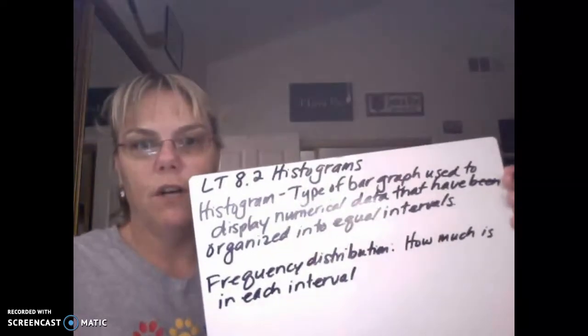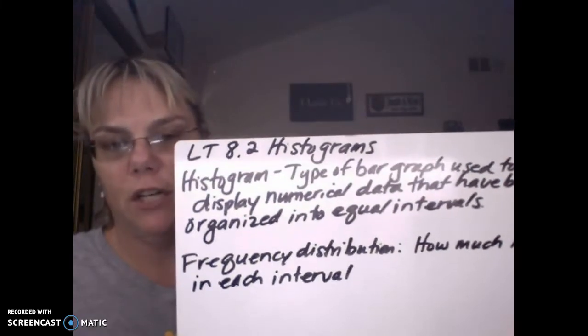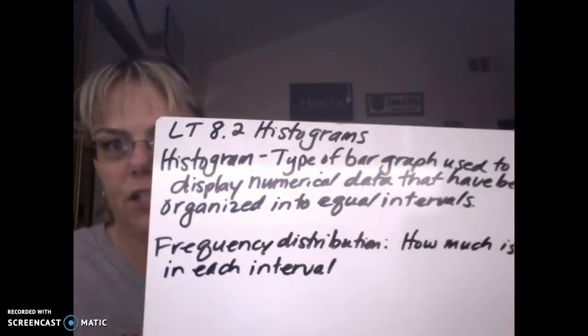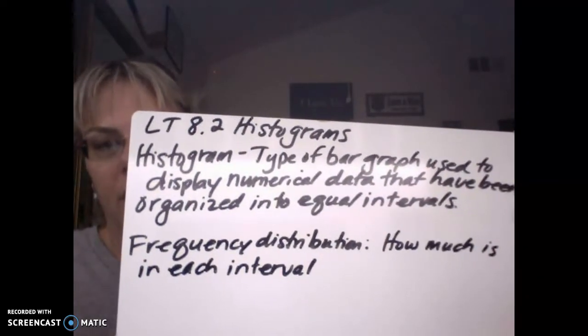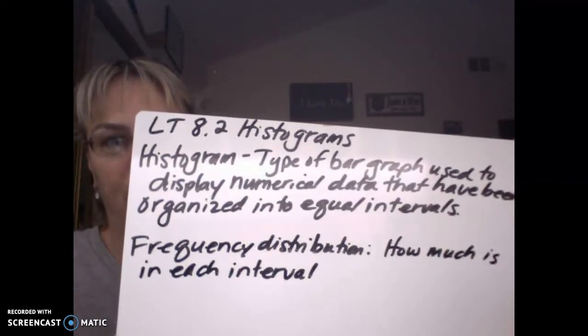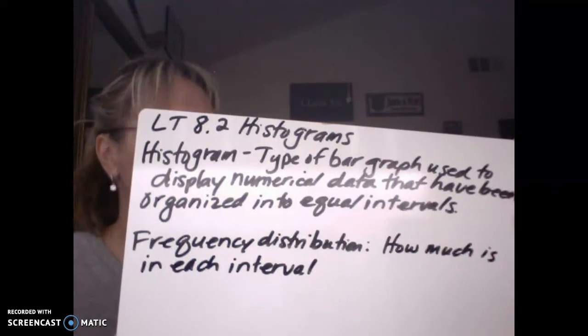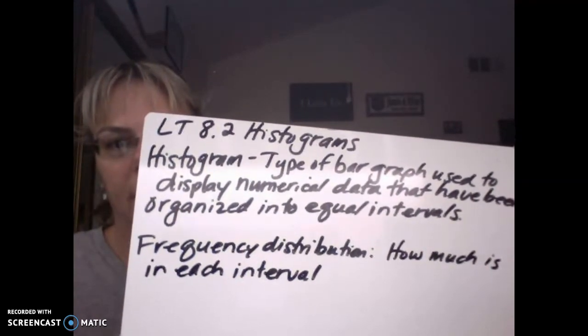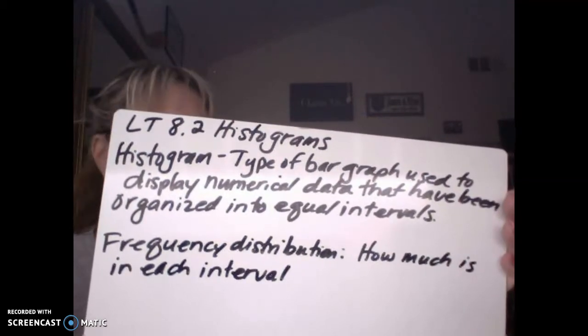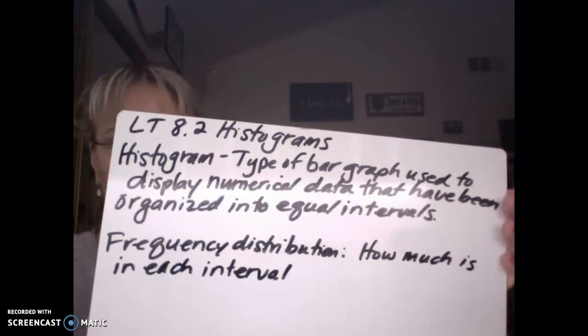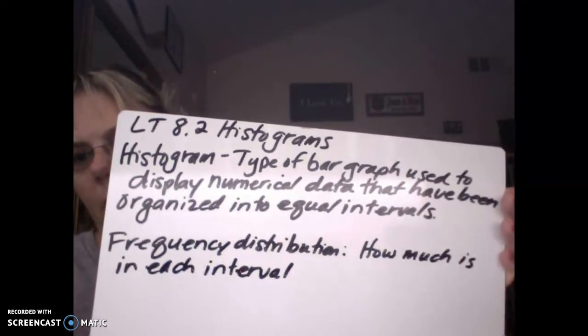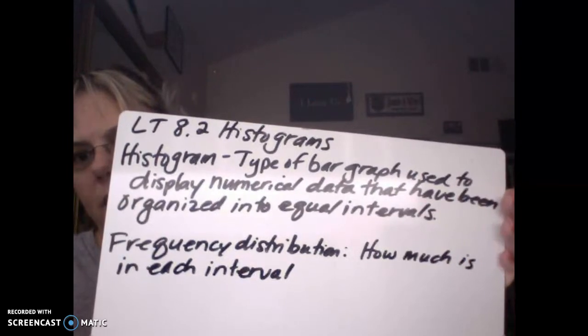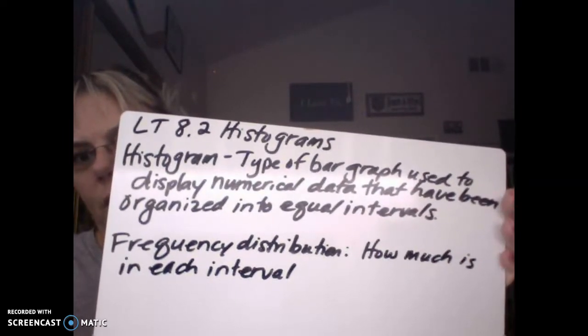And so first of all, in our notes for histograms, we have definitions. Okay, our first definition is a histogram. A histogram is a type of bar graph used to display numerical data that have been organized into equal intervals. Okay, so again, you can pause this so you can write it down.